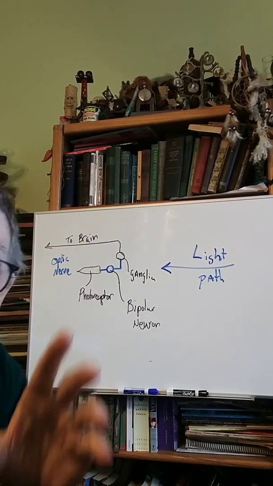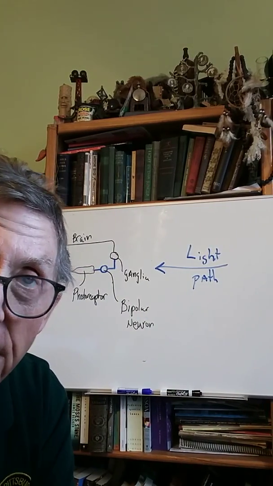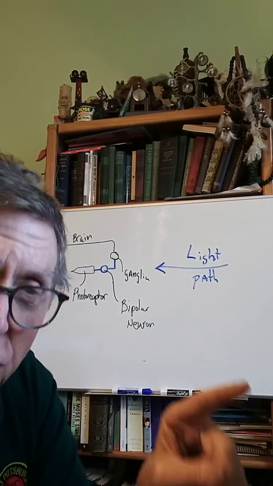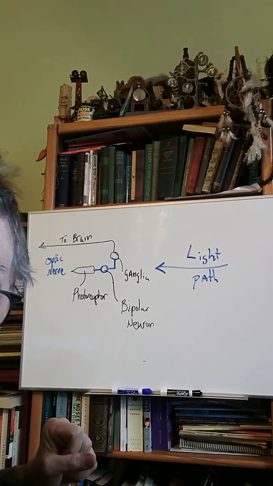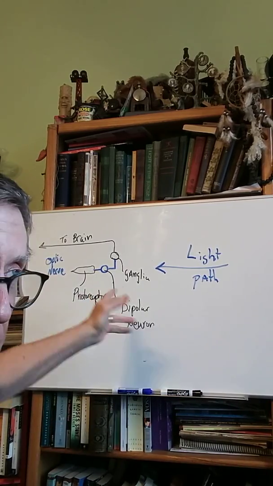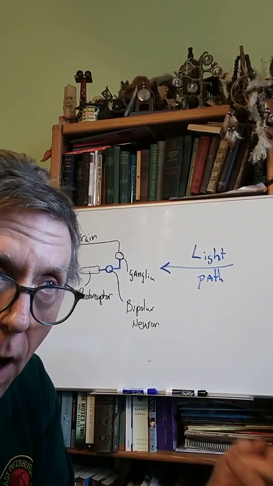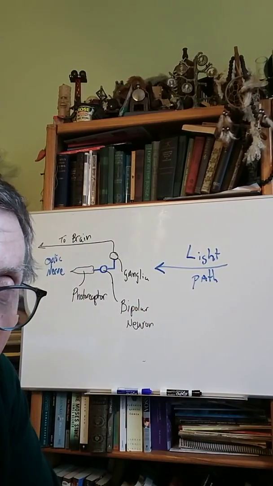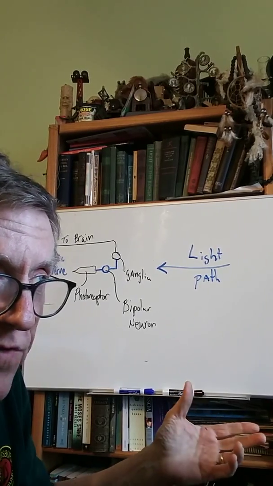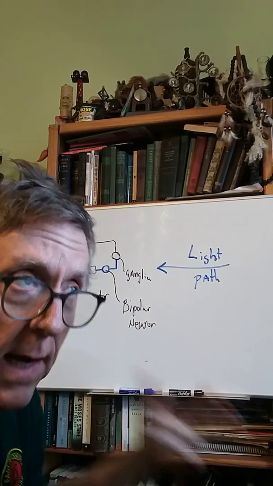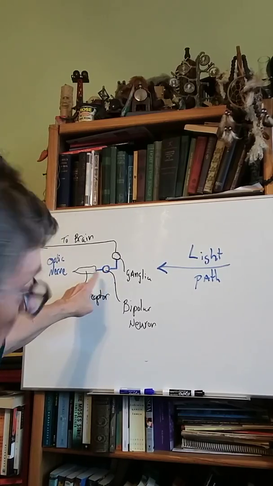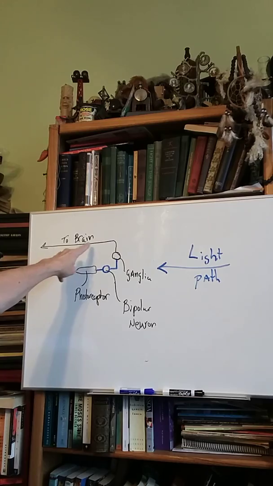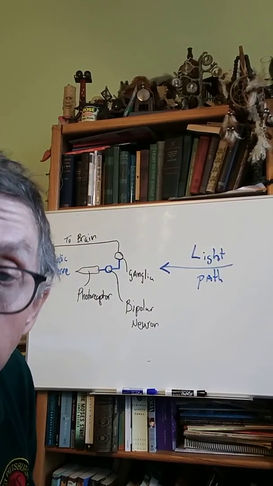And what does it do? It has to go past the ganglia. It has to go past what we call the bipolar neuron, and eventually it will reach the photoreceptor. And we have two different kinds of photoreceptors. We'll be talking about rods and cones. When the light hits the photoreceptor, we'll talk about a chemical change that occurs, which causes the bipolar neuron to send a signal to the ganglia through the optic nerve to your brain.